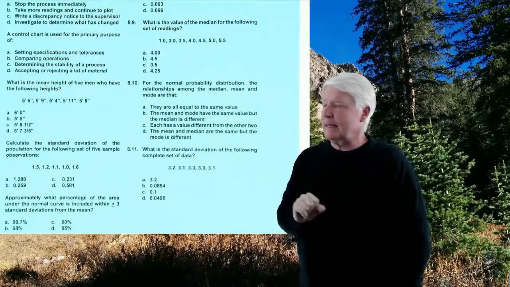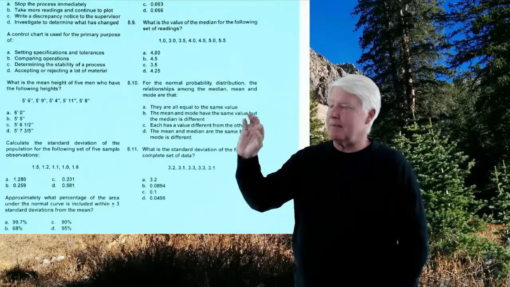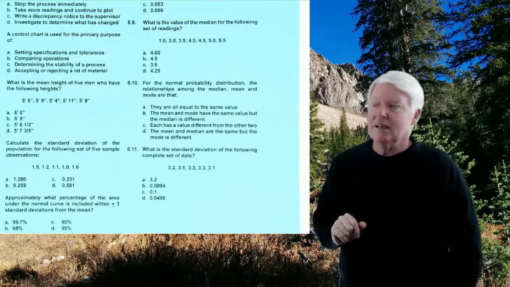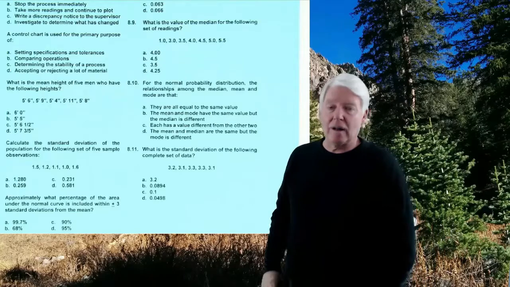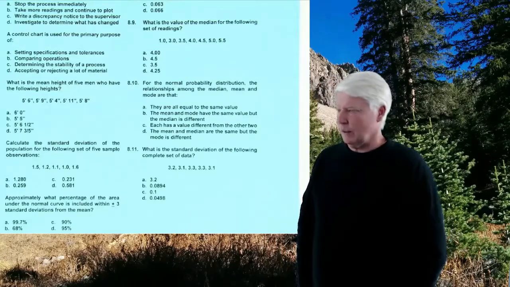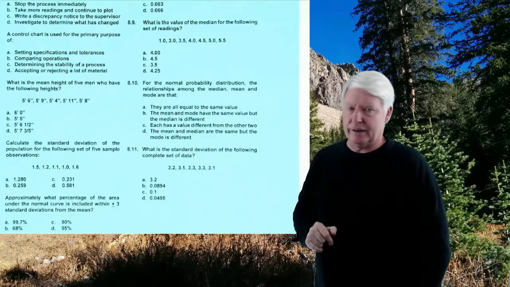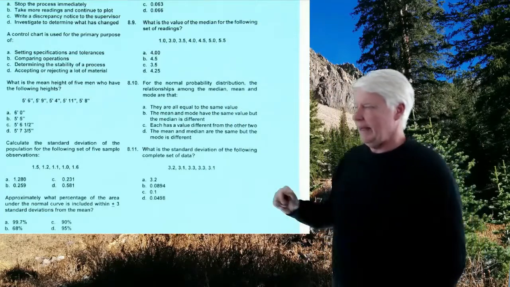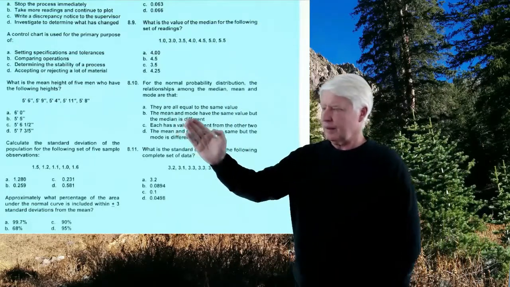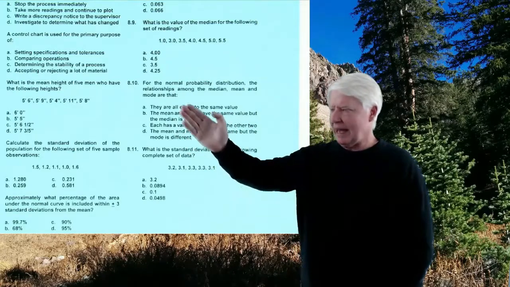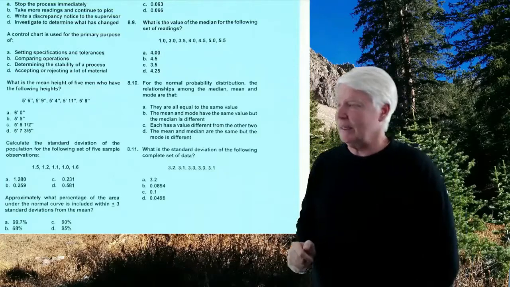For a normal probability distribution, the relationships among the mean, median, and mode are that on a normal distribution they are all equal. They are all equal to the same value. A is going to be the correct one. The mean and mode have the same value, but the median, no. It's A. I already know it's A, so I'm not even going to read the other ones. A.